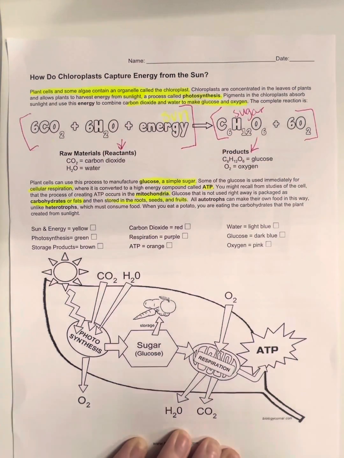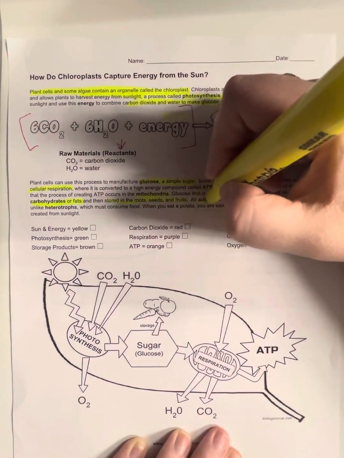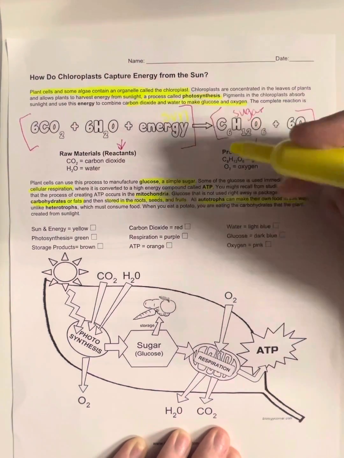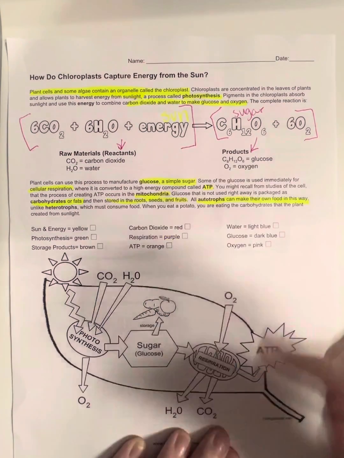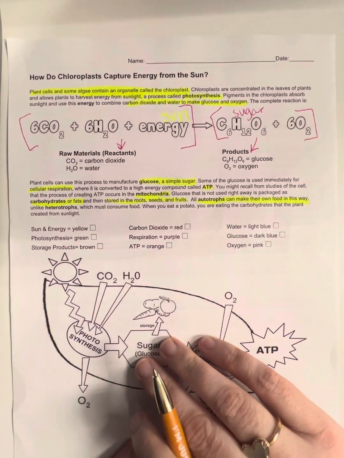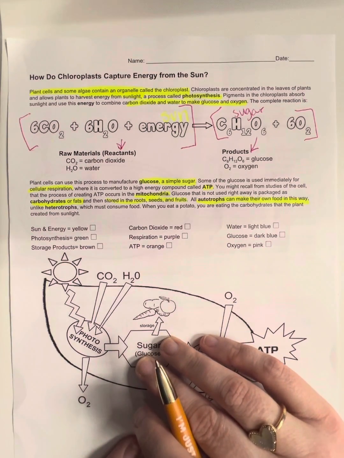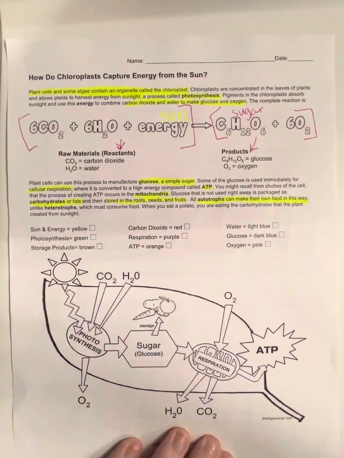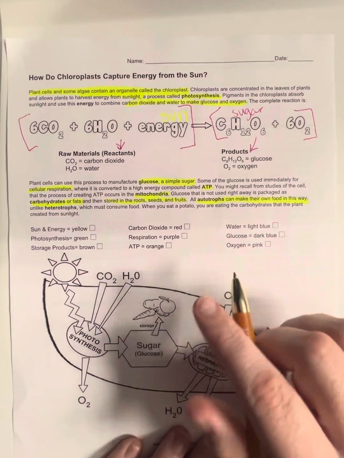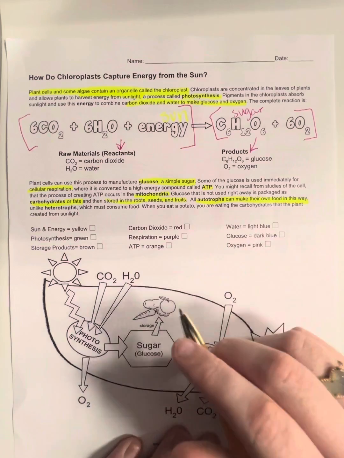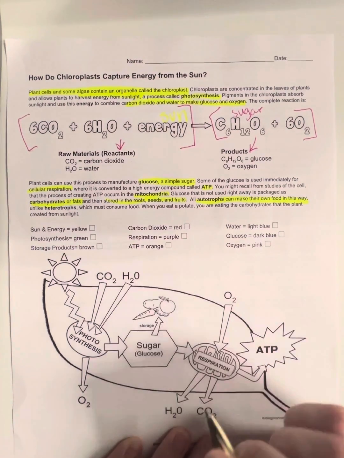All autotrophs can make their own food this way. So autotroph, auto means self, troph means feed, so they are self-feeders, okay? Unlike heterotrophs, which must consume food. So hetero means different, so different foods. When you eat a potato, you are eating the carbs that the plant created from sunlight.